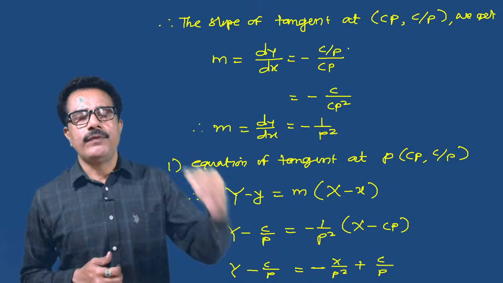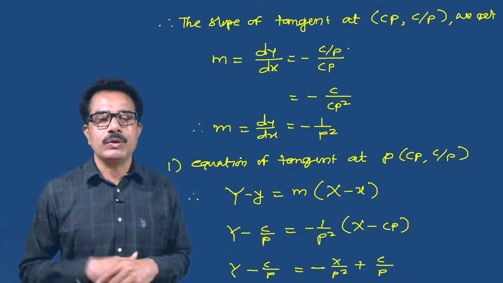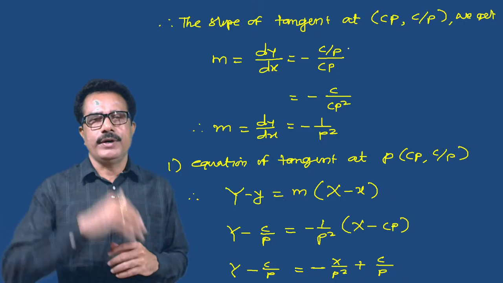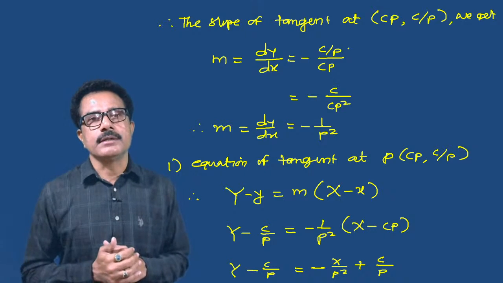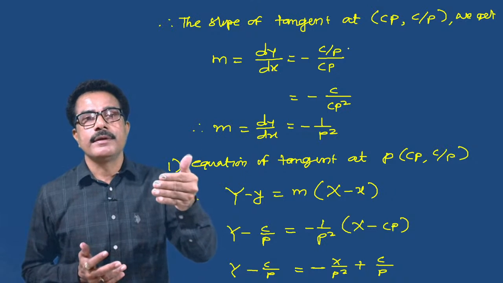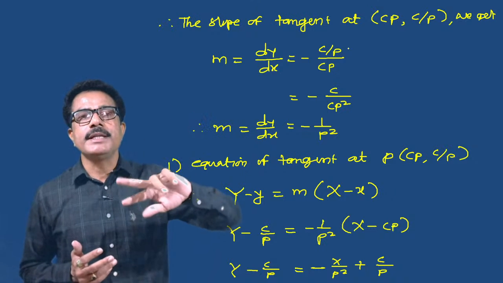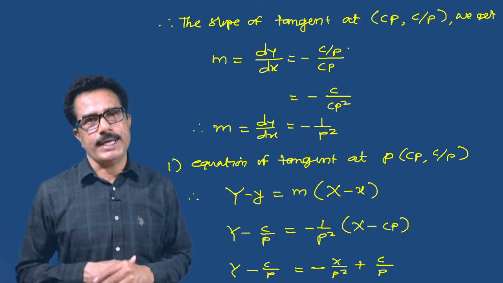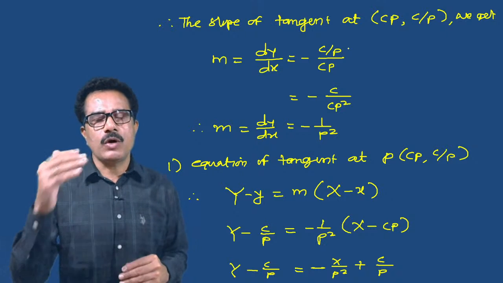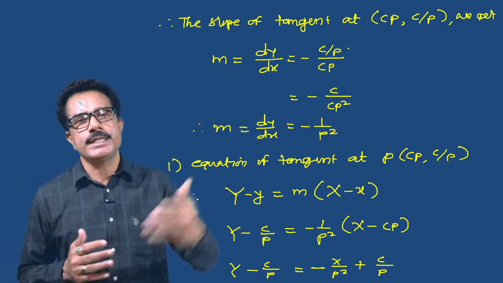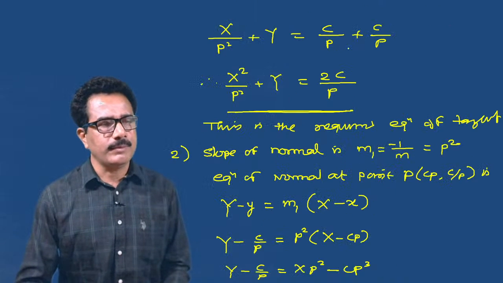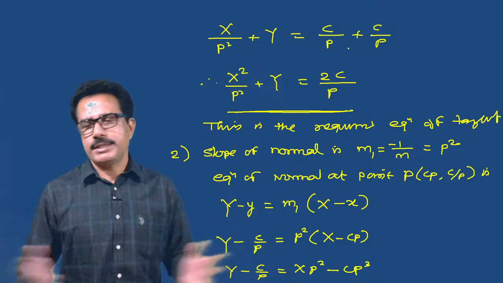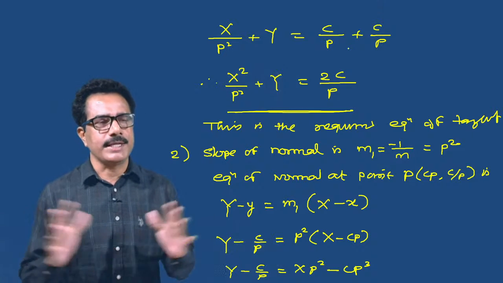Similarly, to find the equation of a normal, what we have to do? First of all, you have to calculate the slope of a normal, and the slope of a normal is the negative reciprocal of the slope of a tangent. Here, whatever the slope of the normal is, it is the negative reciprocal of the tangent's. So we can find the slope of a normal. Okay, so in this way we can find the equation of tangent and normal.